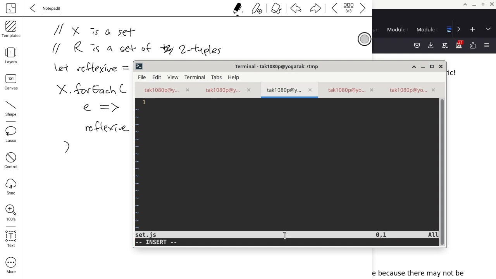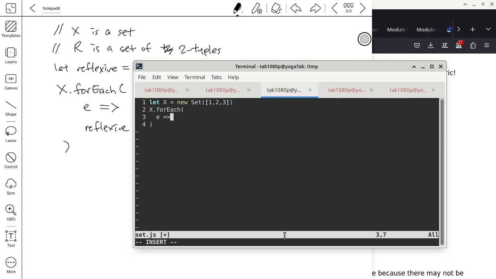So now we just say, let X be a new set. And then you can specify the membership of the set using an array. So we can just say 1, 2, 3. So now we have a set X which has 1, 2, 3 in it. And then what we can do now is to say X dot for each. So I'm specifying for each element E of X, what do we want to do? So this is the way we specify what we call an anonymous function, which means the function has no name. I'm creating a function on the fly so that it becomes an argument to a method.